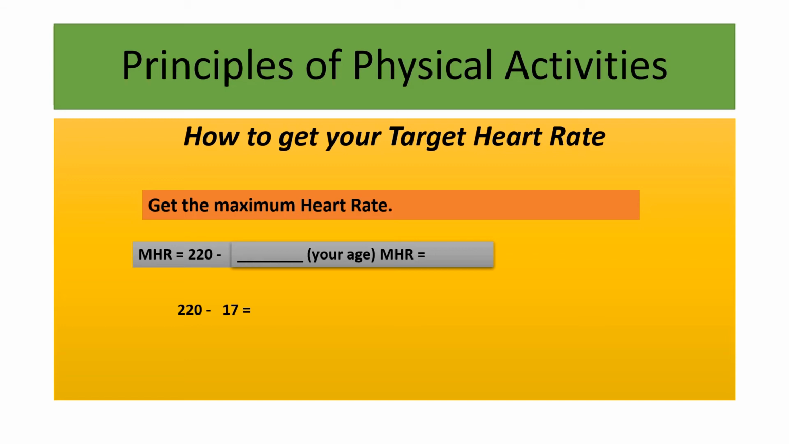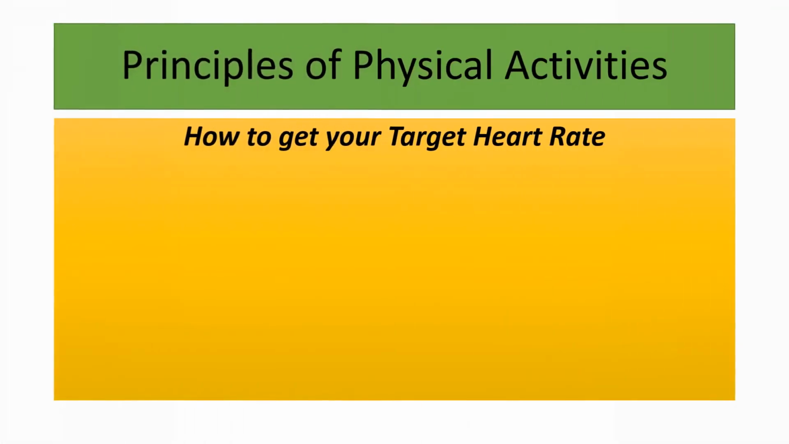Example, ang age ninyo ay 17. So 220 minus 17 will give you the difference of 203. So our maximum heart rate is 203. Okay, so after getting the first step on how to get your target heart rate, here is the second step.